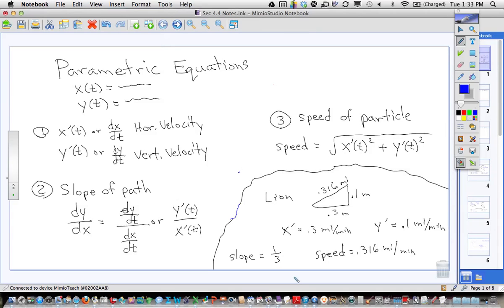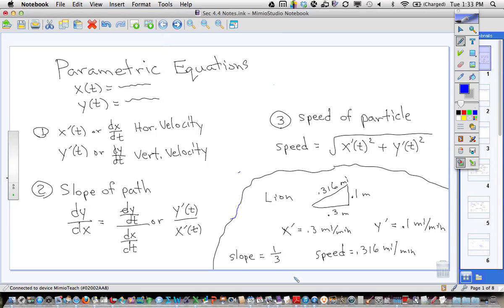All right, so parametric equations. First of all, a parametric equation is made up of two equations, x of t and y of t. By far, the most common application of parametric equations is motion, two-dimensional motion. Okay? Where we have both a horizontal component and a vertical component. So we're talking about diagonal motion. Okay? Because most of the time we don't move just horizontally or just vertically.